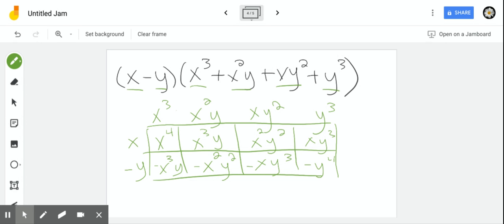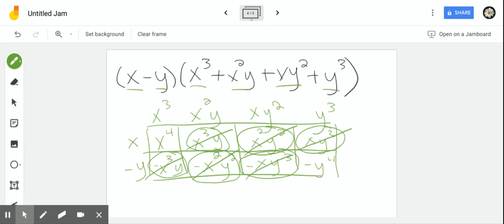Okay, and like I said before, usually your like terms are going to appear on the diagonal. So notice you have negative x cubed y and positive x cubed y. Those cancel. Negative x squared y squared, positive x squared y squared. Those cancel. Negative xy cubed, positive xy cubed. Those cancel. So our final answer is going to be x to the fourth minus y to the fourth.